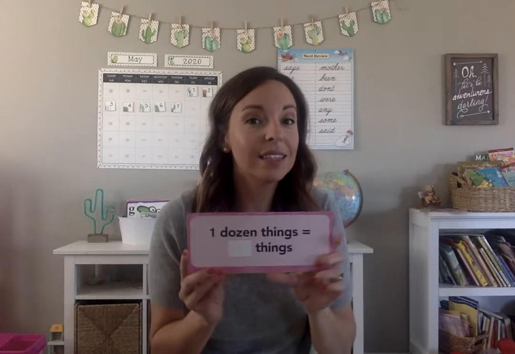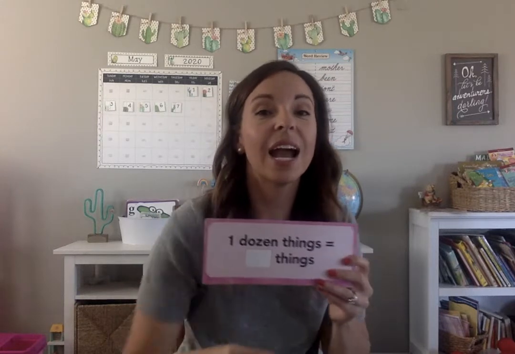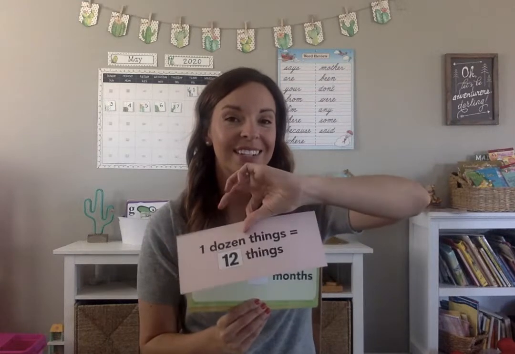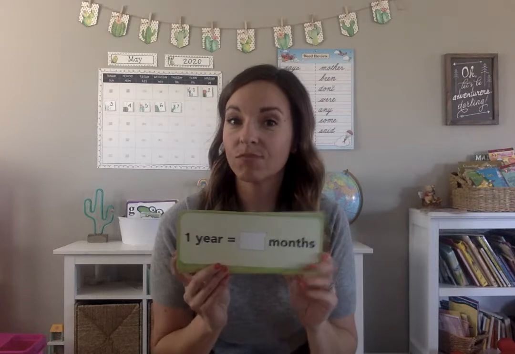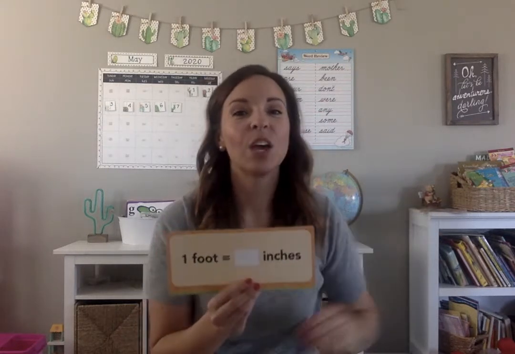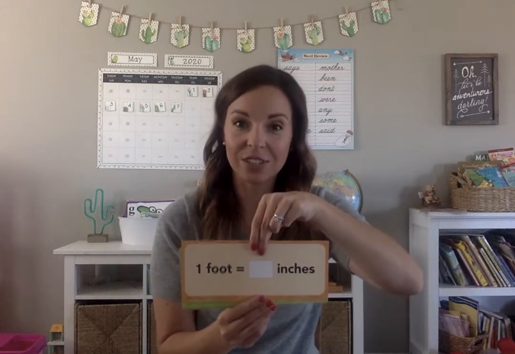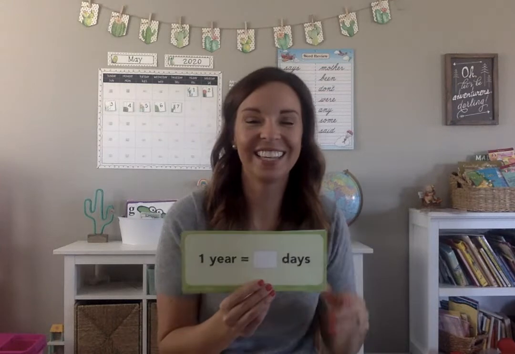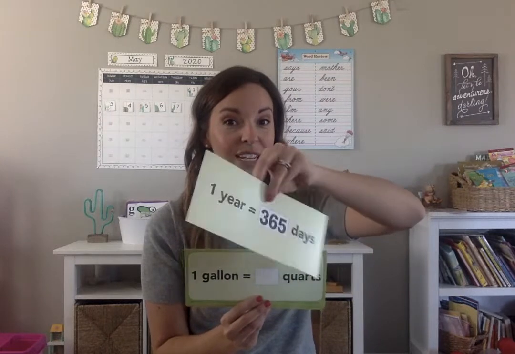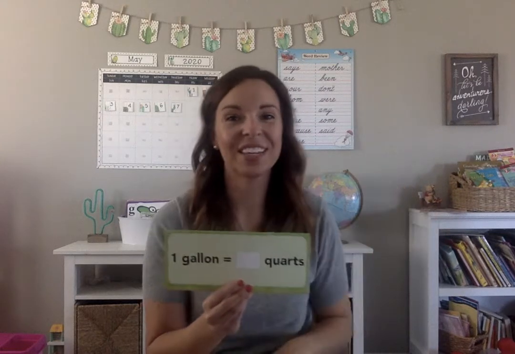1 dozen things equals how many things? How many things are in a dozen? You should have said 12. 1 year equals how many months? Also 12. 1 foot equals how many inches? Also 12. 1 year equals how many days? You should have said 365.